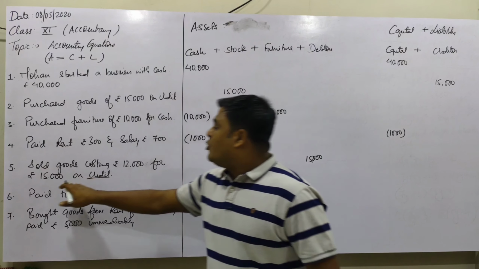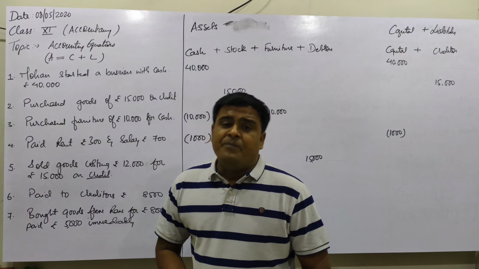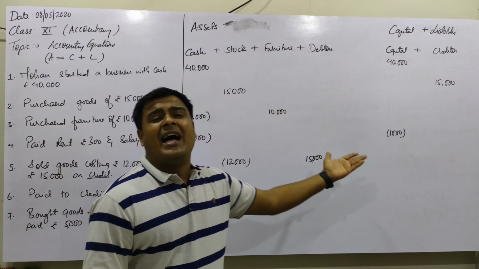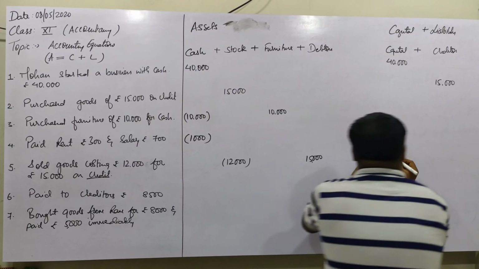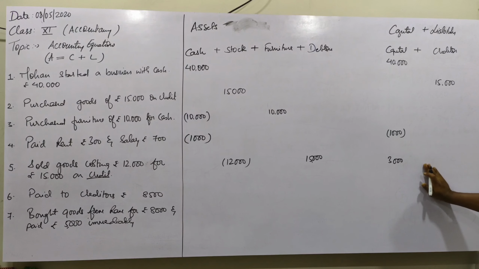Now remember, the goods were of 12,000 and were sold for 15,000. So there is a profit of rupees 3,000, and if we have a profit, we will increase the capital. If we have a loss, we will decrease the capital. So I am adding rupees 3,000 to the capital.